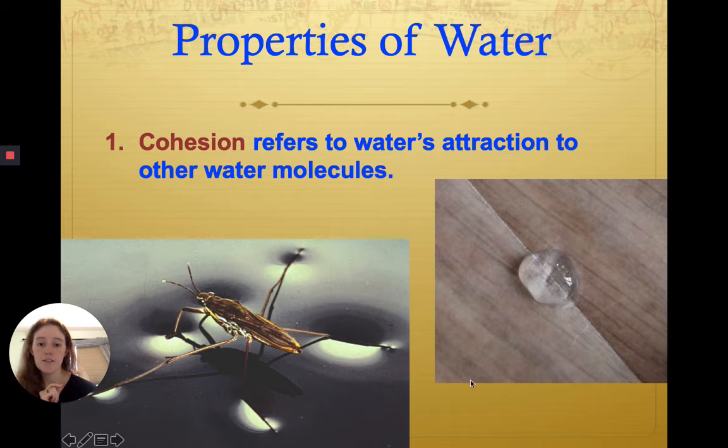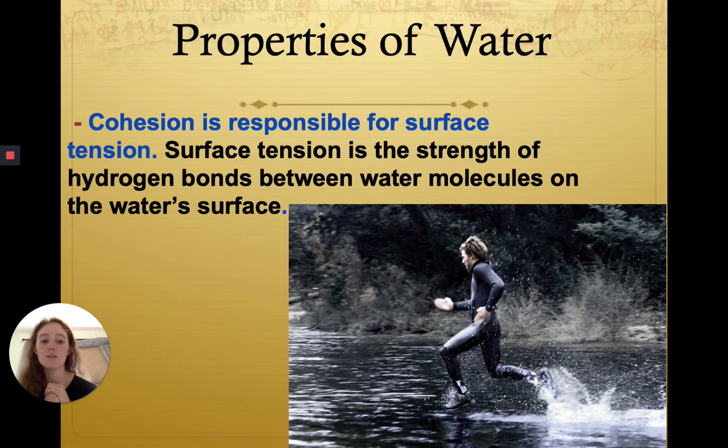And down here I have a water strider, and he can walk across water, which is kind of cool. He can walk across water because of surface tension. Surface tension is the strength of hydrogen bonds between water molecules on the water surface. Remember, you're writing down the part in blue, the black part you don't need to worry about.